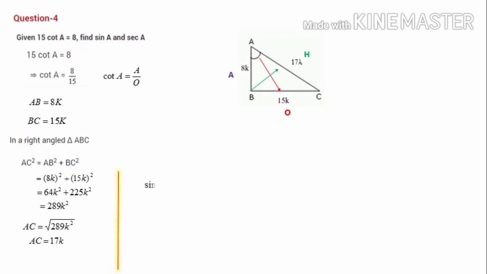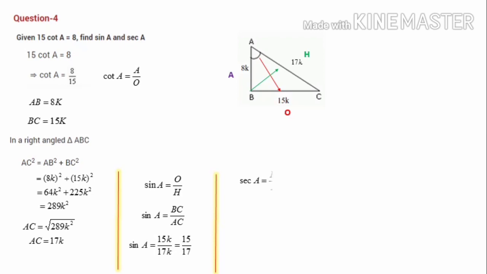Then we go for calculating sin A. Just recall the formula: sin A is equal to O divided by H. Our O is BC and our H is AC. It is substituted here. BC is 15k and AC is 17k, and k cancelled. Finally 15 by 17 is the value for sin A.